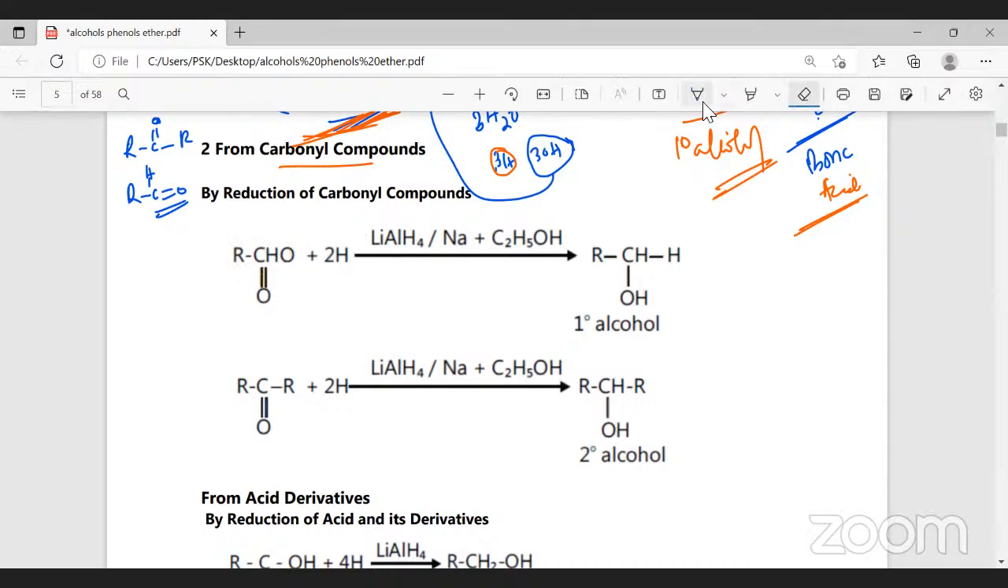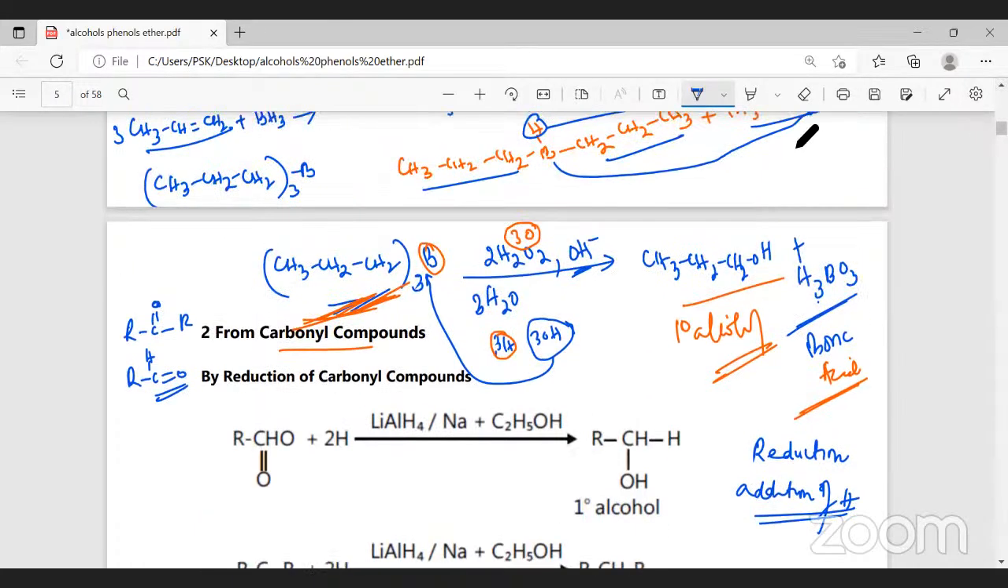Reduction of carbonyl compound. What do you mean by reduction? Reduction means addition of hydrogen. Addition of hydrogen is called reduction. Now, if we take an aldehyde, due to lack of space, I will try to write it here. I'll erase this and write.